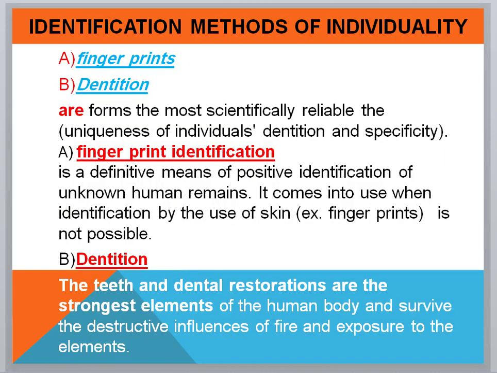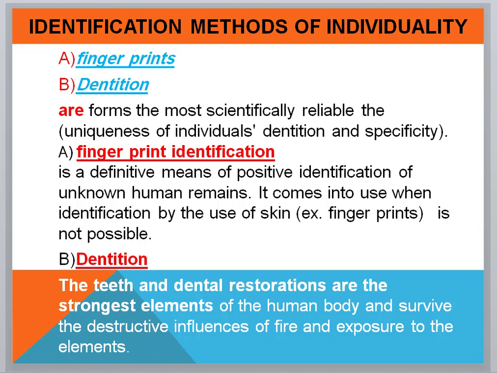So let us come to the important point, which concerns the identification of individuality. The identification methods of individuality are: number one, fingerprints; number two, dentation. Those are the most significantly reliable forms, given the uniqueness of an individual's dentation and its specificity. I mean, those two important points, fingerprint and dentation, are the most significant features we depend on in order to run the program of forensic medicine.